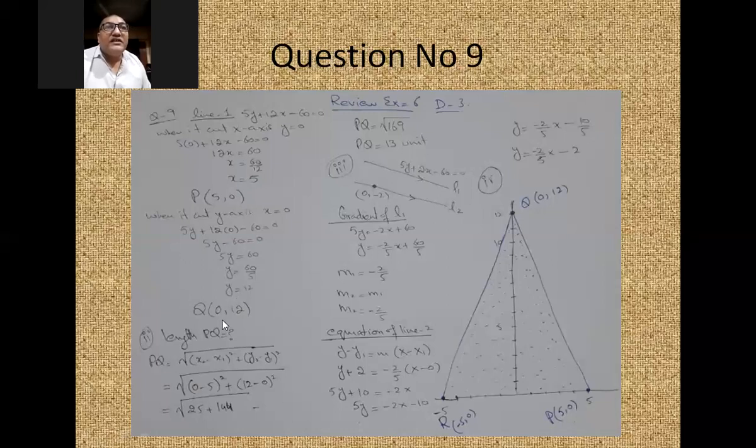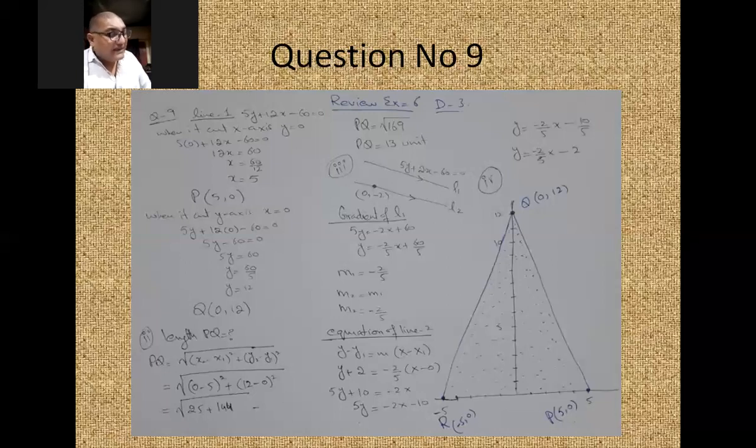So it will be 0 minus 5 whole square plus 12 minus 0 whole square. So 5 square will be 25, 12 square will be 144, and 25 plus 144 is 169. And when you take the square root of it, that gives you 13. So the length of the PQ will be 13 units. So that was question number 9 and its second part.